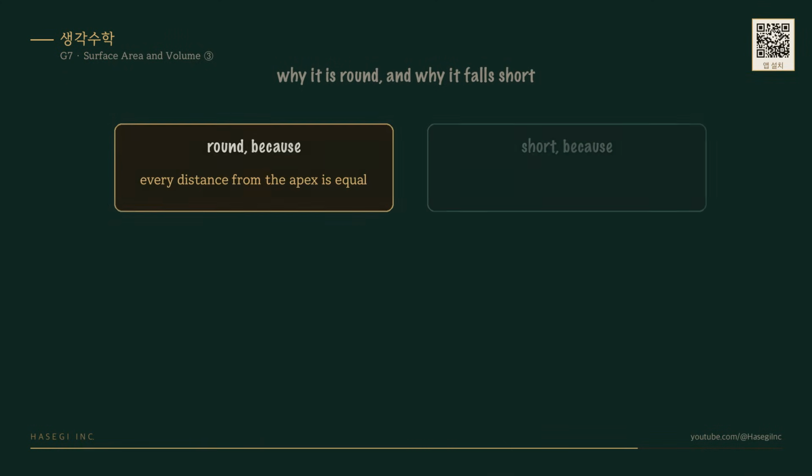So it is round because every rim point is the same distance from the apex, and it falls short because the base radius is smaller than the slant height. Those two facts together make a sector rather than a whole circle.